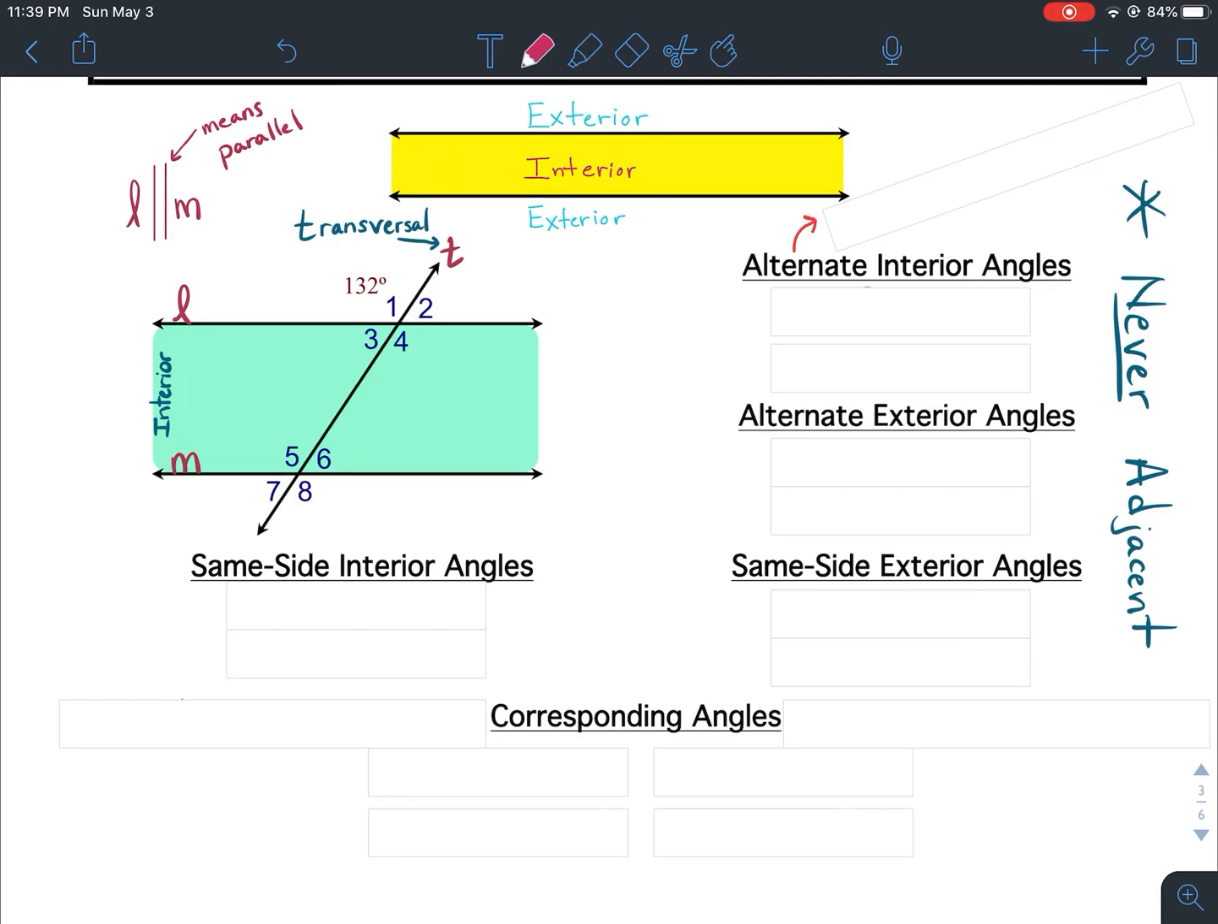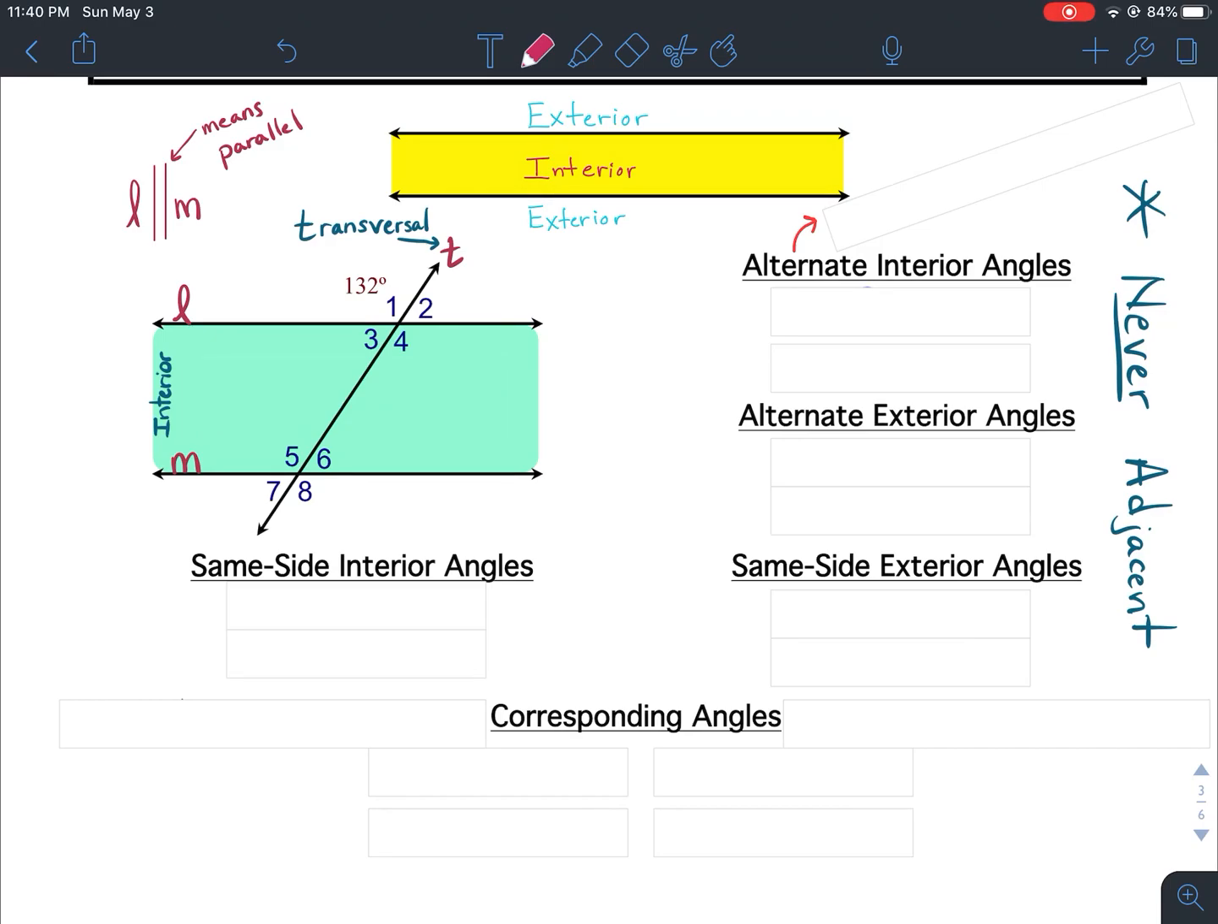All right. So again, when we talk about these angles, they are never adjacent. They are never side by side. And that is the biggest mistake kids make. So please get that in your head. When we talk about alternate interior, alternate exterior, same side interior, same side exterior, and corresponding angles, they are never adjacent. They are never side by side.